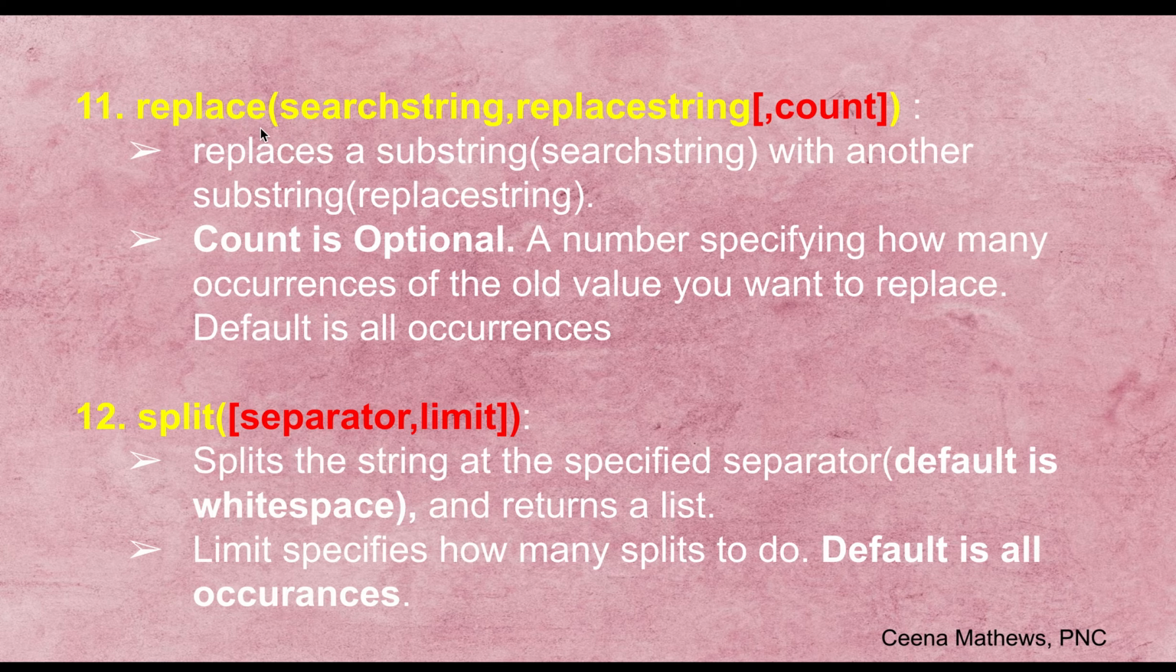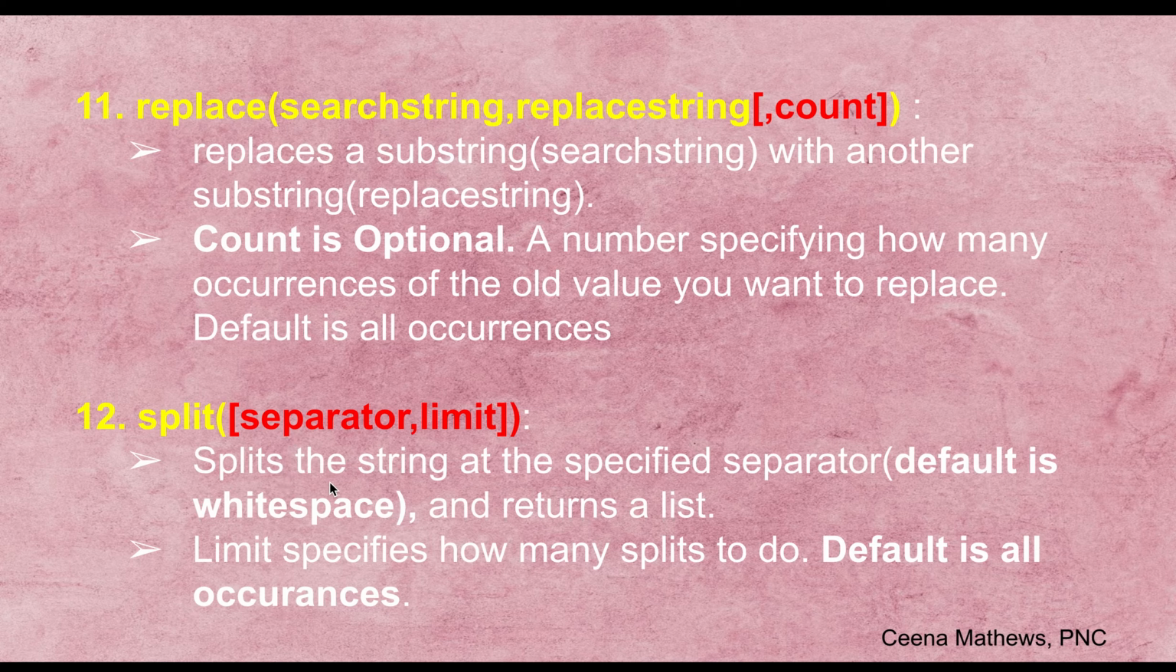Next method is replace. It has 3 parameters: one is search string, replace string, and count. It will replace a substring with another substring. First it will search for the given string, that is the first parameter, and then that will be replaced with the replace string. And count here is optional, and it is a number specifying how many occurrences of the old value you want to replace. Default is all occurrences.